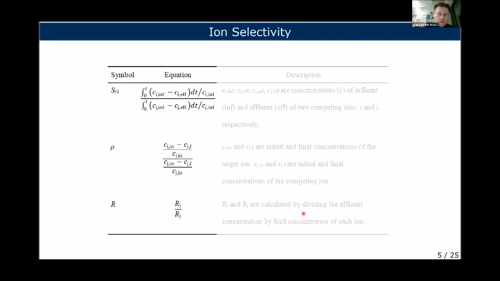But often R is also used, and interestingly, because there the focus is on dividing the effluent concentration by the feed concentration, it would give the opposite value. So where S and rho go in a certain direction, say above 1 for a certain system, the same system for R would give a value below 1. So that is something to take care of when you compare the selectivity values in different studies.